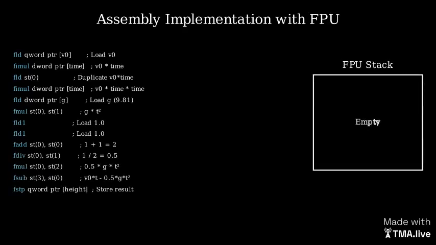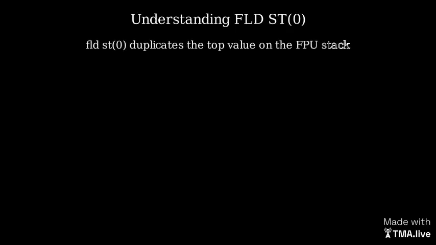Let's examine a practical example, calculating the height of a projectile using the formula h equals v0t minus a half gt squared. This formula calculates height based on initial velocity, time, and gravity. The steps are: calculate v0t, calculate half g t squared, and subtract the second term from the first.